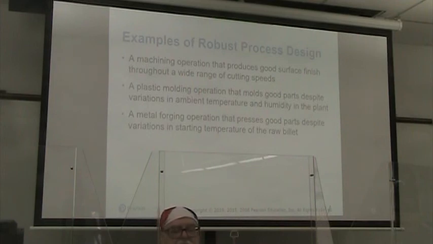More examples. A machining operation that produces good surface finish throughout a wide range of cutting speeds. A plastic molding operation that molds good parts despite variations in ambient temperature and humidity in the plant. A metal forging operation that presses good parts despite variations in starting temperature of the raw billet.